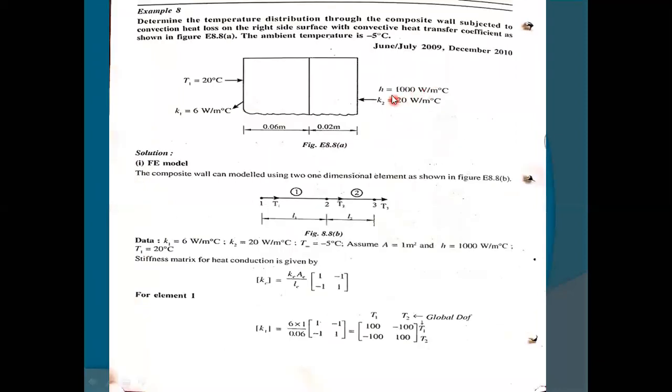Calculating the force matrix, since the convection is acting at element 2, and in element 2 we have node 2 and node 3, we get T2, T3 as the rows and columns. Same thing for the force vector with T2, T3. Now we have one global matrix, and again another global matrix. This is based on convection.